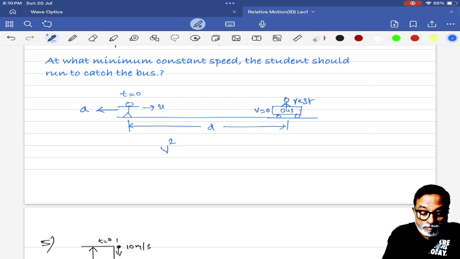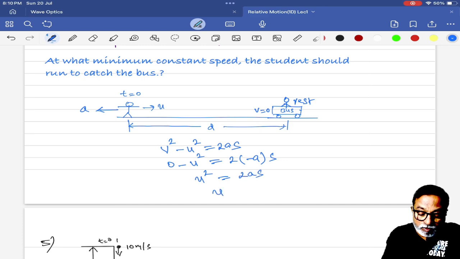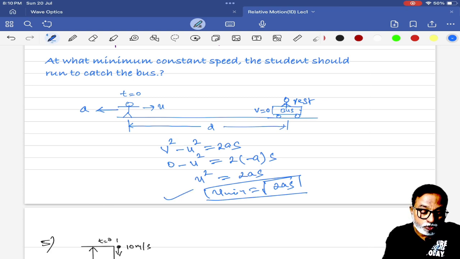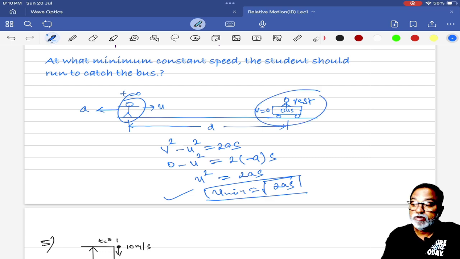V square minus U square is equal to 2AS. So your final velocity is 0, initial velocity U square, retardation, so 2 into minus A into S. So minus minus gets cancelled. U square is equal to 2AS. Therefore U minimum is equal to square root of 2AS. Therefore, this is the minimum velocity with which the student must move, and then he will catch the bus.